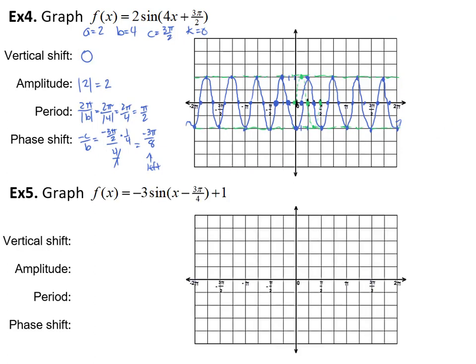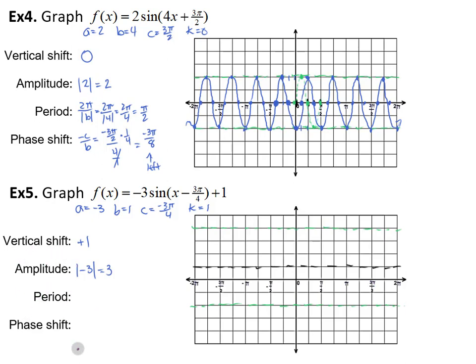Let's move on to the last example. Okay, graphing -3 sine of x minus 3 pi fourths plus 1. Let's see what we can do here. So identify A, B, C, and K. Okay, our vertical shift is +1, so we can go up 1 and make that our new x-axis. And our amplitude is the absolute value of -3, or 3. So we'd want to mark from that new x-axis that we can go up 3 and down 3 as our maximum and minimum. Okay, so there's our max and minimum values marked.